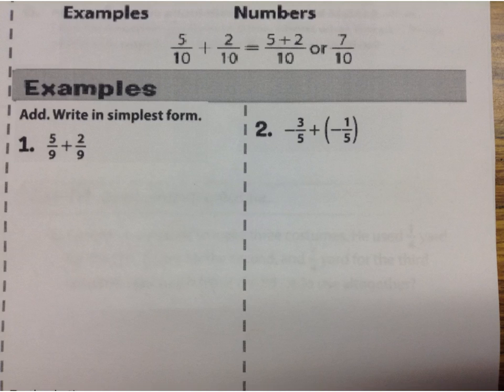Add. Write in simplest form. First, I check that the denominators are the same. They're both 9, so I can go ahead and add the numerators. 5 plus 2 equals 7, and then I put it over 9, which is the denominator. The denominator does not change. It's not 9 plus 9. Then I check to see if I can reduce it. I can't. With 7 and 9, there's nothing that goes into them besides 1 and itself.